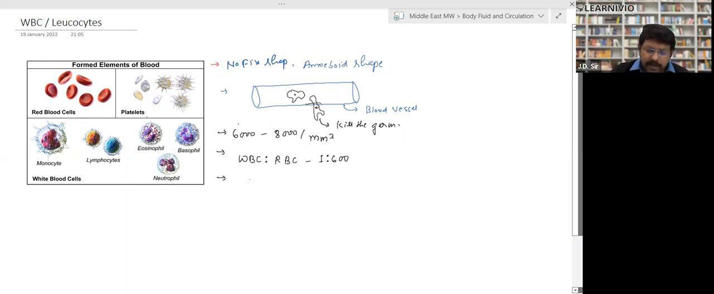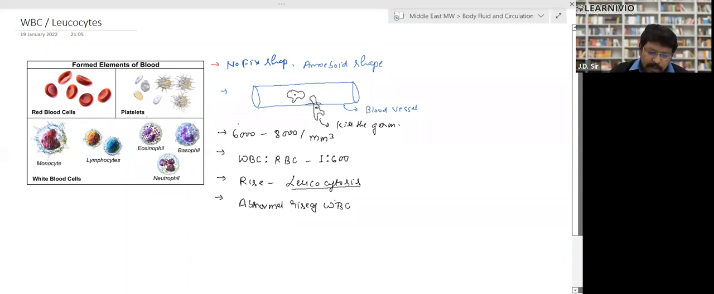Next point. Rise in WBC is termed leukocytosis. There is one more important term, that abnormal rise in WBC. Rise in WBC is leukocytosis. What do we call it when they abnormally rise, right? So write it down. Can you tell me what is the abnormal rise of WBC? What do we call that?